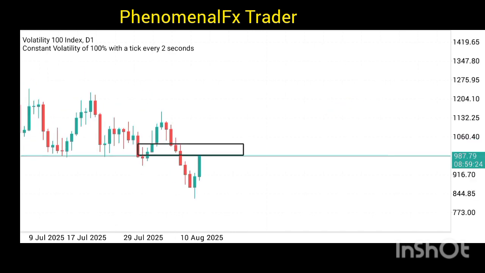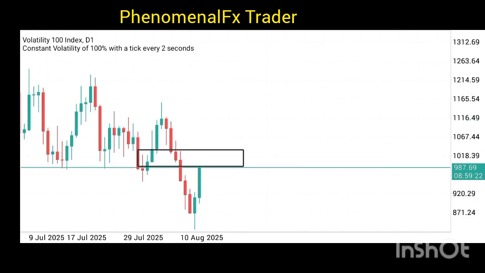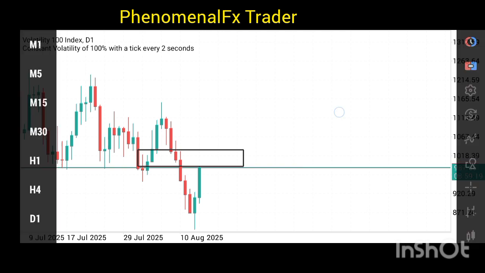So this is another setup. I don't know when you're going to be watching this video, but if you are fortunate to watch it on time, try to watch out for the opportunity. As the market gives you the confirmation, take the trades and make some profit.